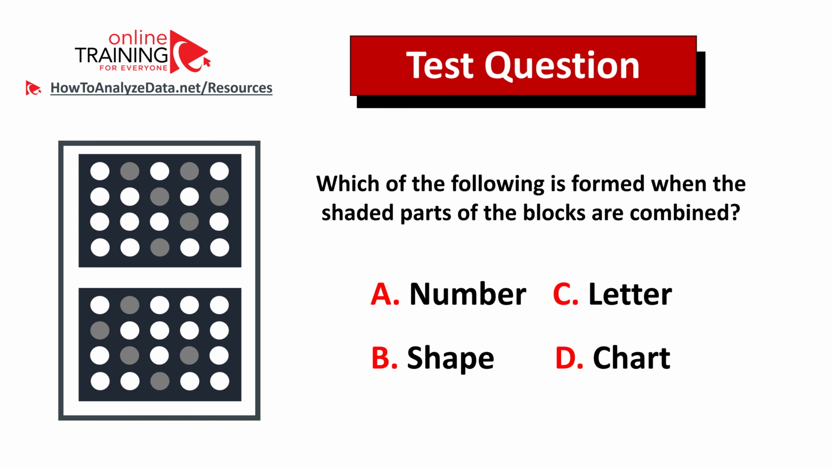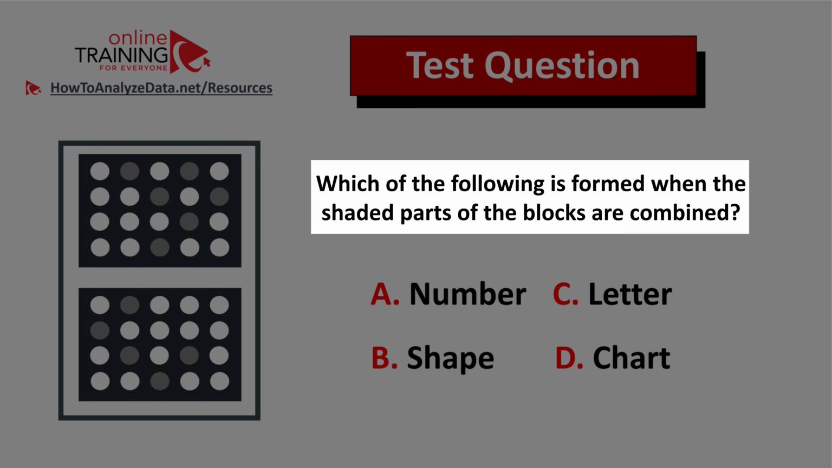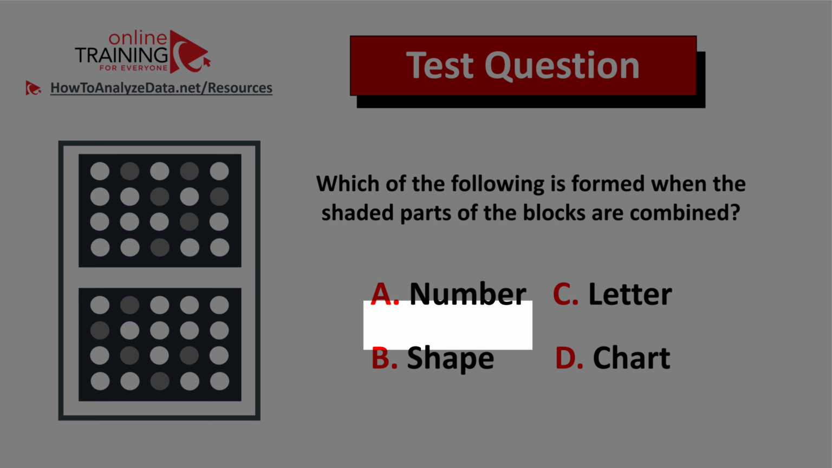Here's the tricky question from the real test, but somehow I have a feeling that you might come up with the answer on your own. Which of the following is formed when the shaded parts of the blocks are combined? And you have 4 different choices. Choice A, number. Choice B, shape. Choice C, letter. And choice D, chart.